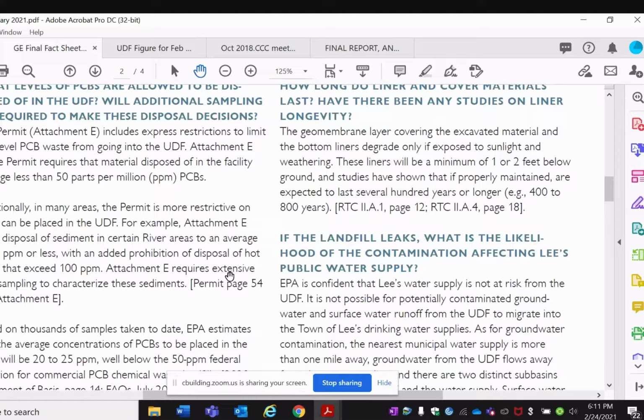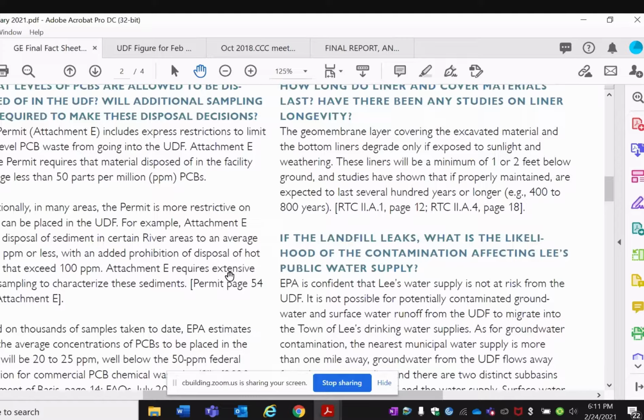So that's floodplain soil. For most of the sediment areas, such as the 5 Mile area in Pittsfield, that's one area, Woods Pond is another, the average concentration for that individual area, for Woods Pond, has to be less than 25 parts per million. So it's different for the vast majority of the sediment areas than it is for the floodplain soil.